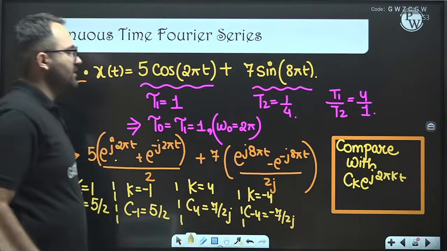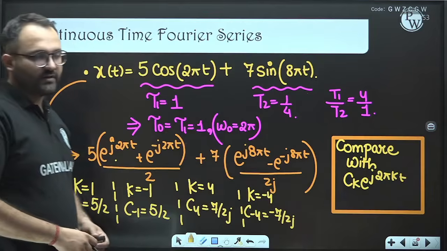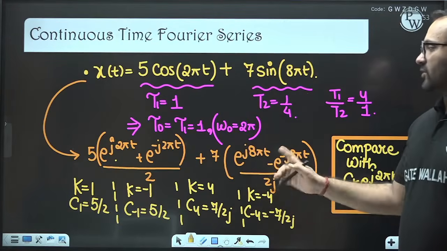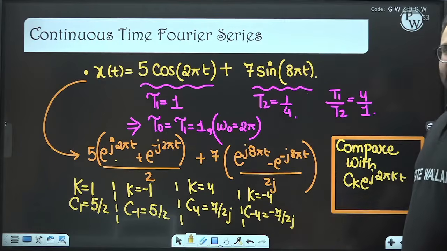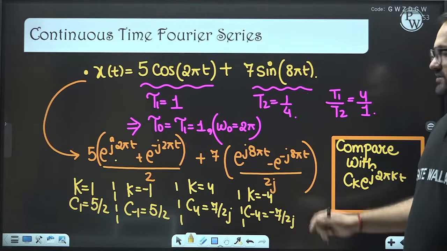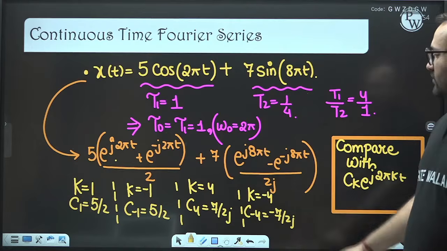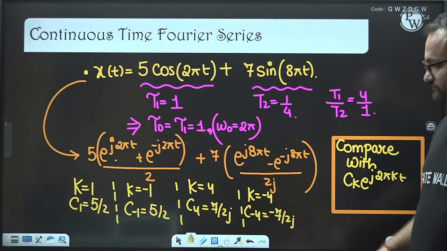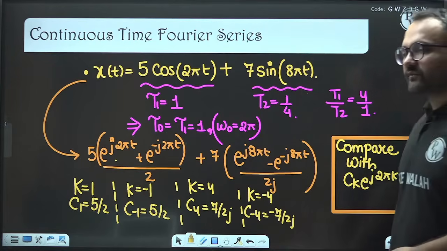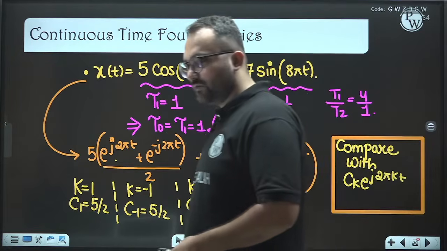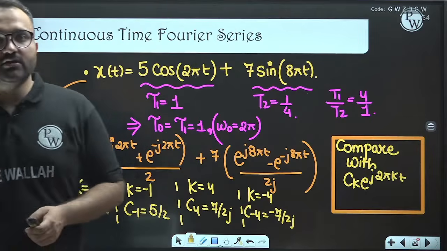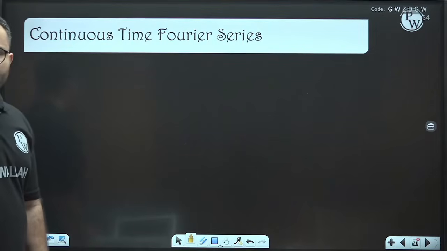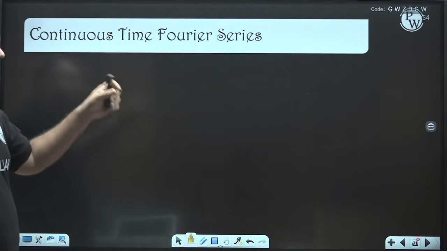So this is how we can find out the exponential Fourier series coefficients of this signal. What are the coefficients? For k equal to 1, the coefficient is 5 by 2, for k equal to minus 1, the coefficient is 5 by 2, for k equal to 4, the coefficient is 7 by 2j, for k equal to minus 4, the coefficient is minus 7 by 2j, and for the rest of the values of k, the coefficients are 0. This is the way we can find out the exponential Fourier series of this kind of signal.